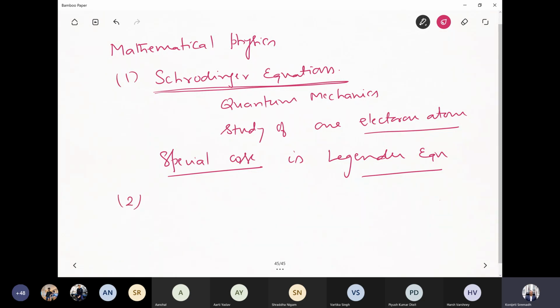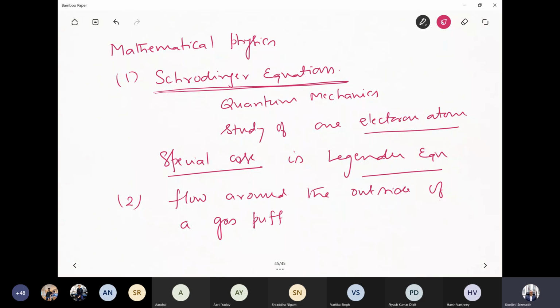So this is one application of this, and there is also the study of flow around the outside of a gas puff. The gas puff means that if the gas is coming out of a nozzle, a puff is formed. So what is the flow around the puff of hot gas rising through air?